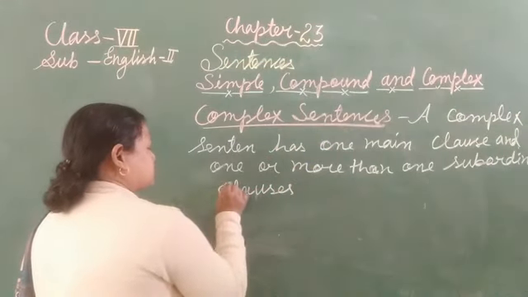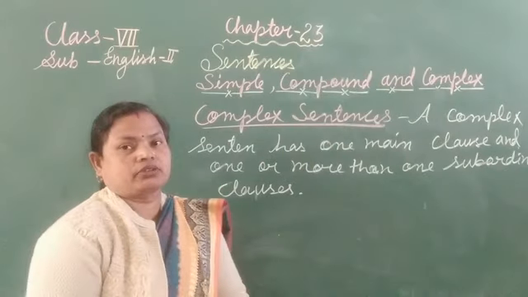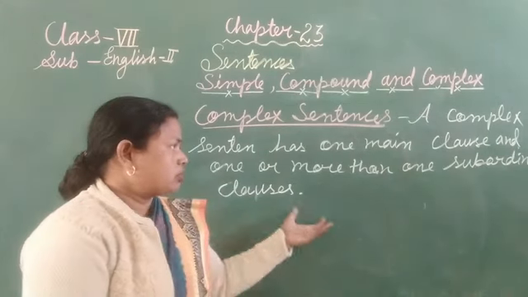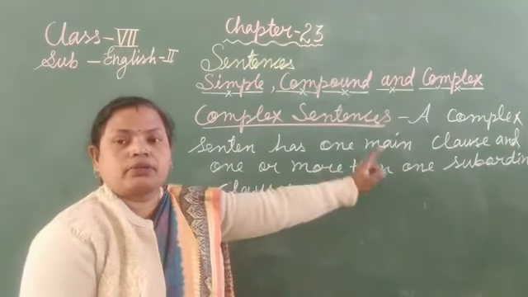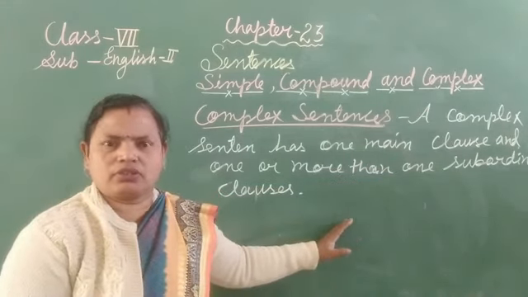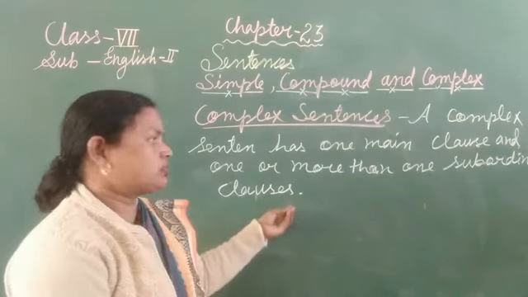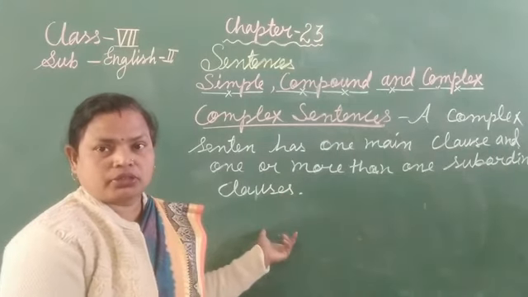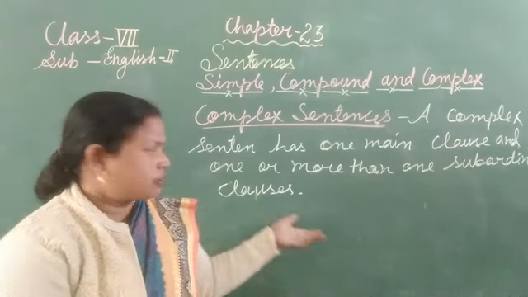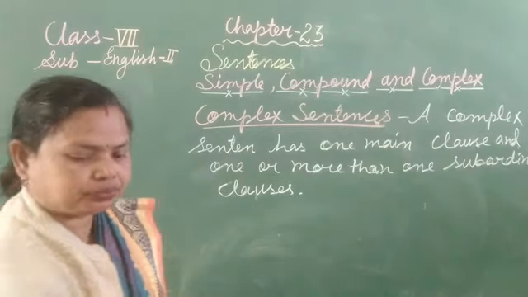The subordinate clauses are also called dependent clauses. Dependent means depending on someone or some word. Main clauses are also called independent clauses. So while studying chapter 20 or 21, I have taught you the difference between the subordinating clause and the main clause, which is also called the independent clause and the dependent clause. So here let's see the example, so it will be clear to all of you.